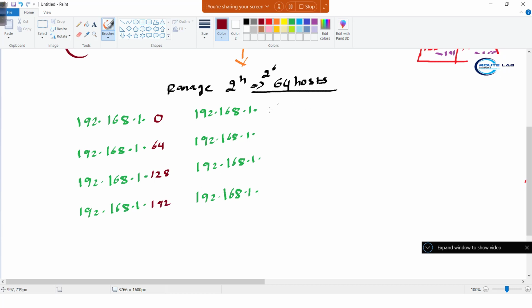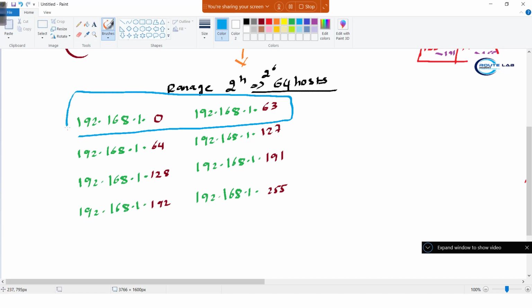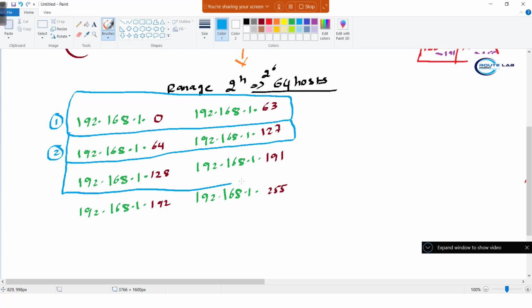So the addresses end on 63, 127, 191 and 255. This will be your first network, this will be the second one, this will be the third, and this will be the fourth network.